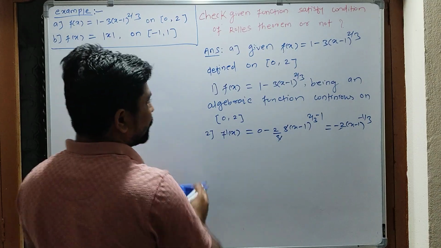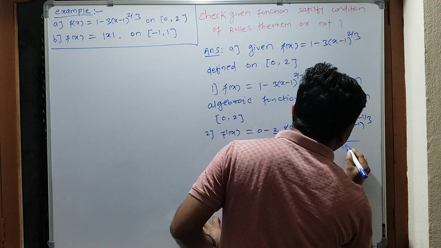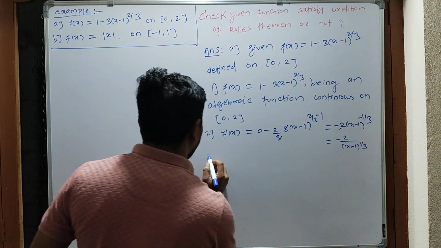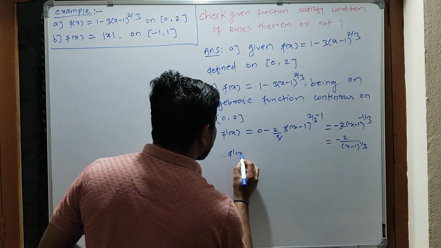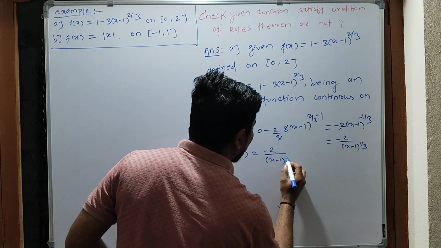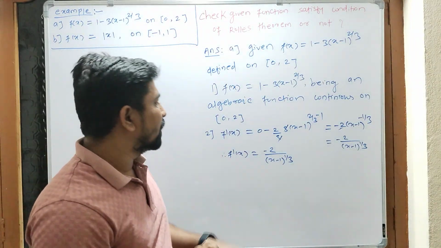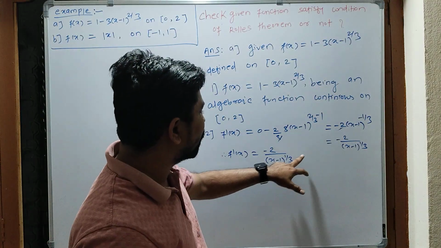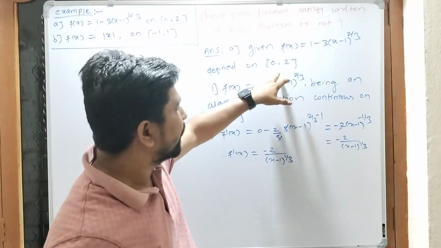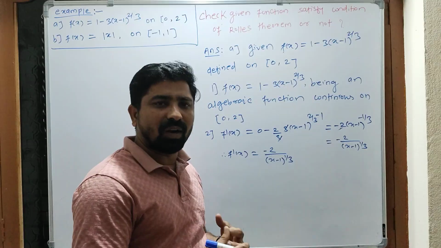Therefore f'(x) = -2/(x - 1)^(1/3), the 3 getting cancelled. So this is my f'(x). Now we can observe one thing: f'(x) = -2/(x - 1)^(1/3) at x = 1. The point x = 1 belongs to this interval, and at x = 1 this function is not defined.